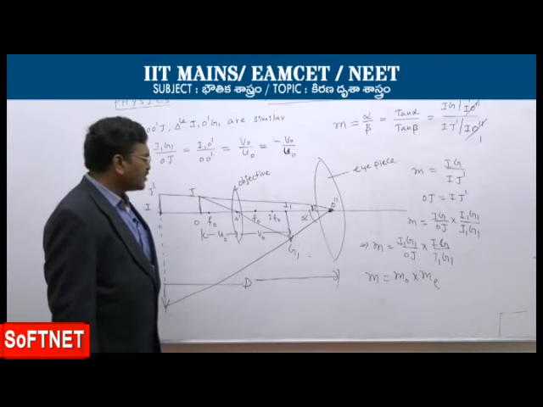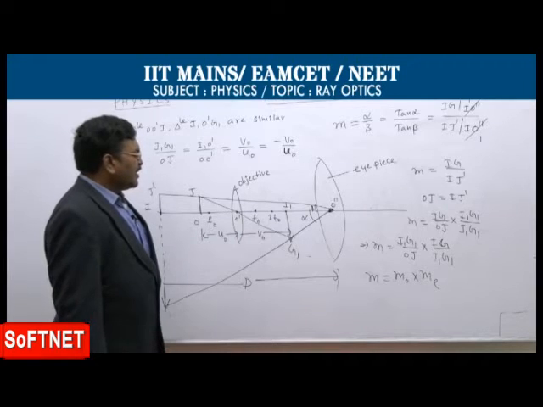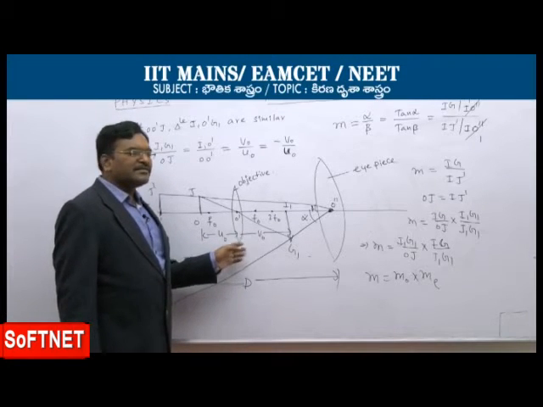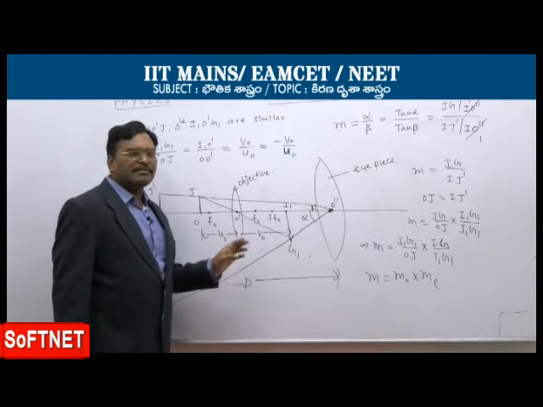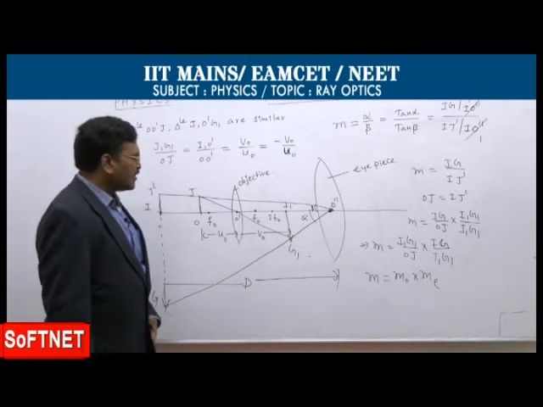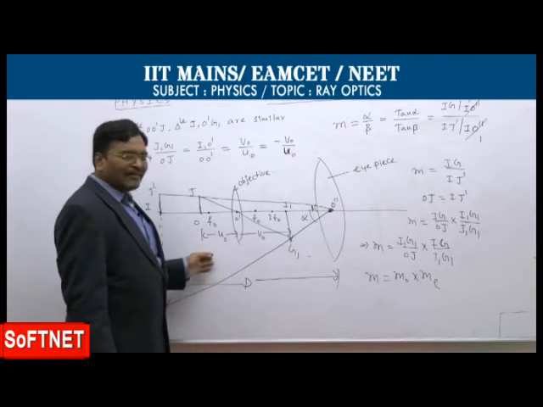length and large aperture. These two are placed at the ends of a metal tube, and the distance between the lenses is adjusted with the help of a rack and pinion arrangement. Now, how does it work?